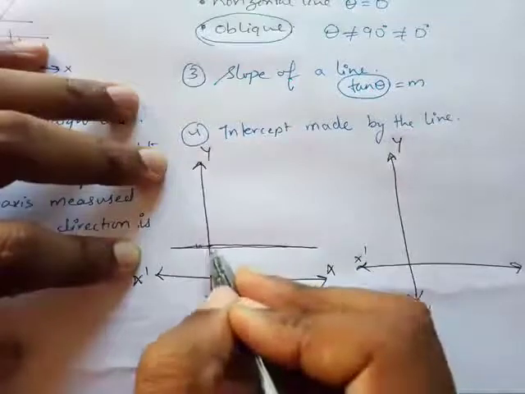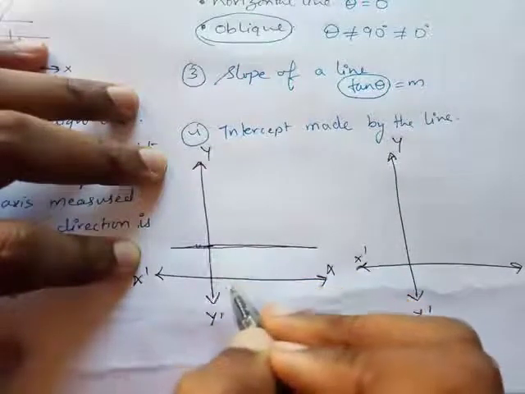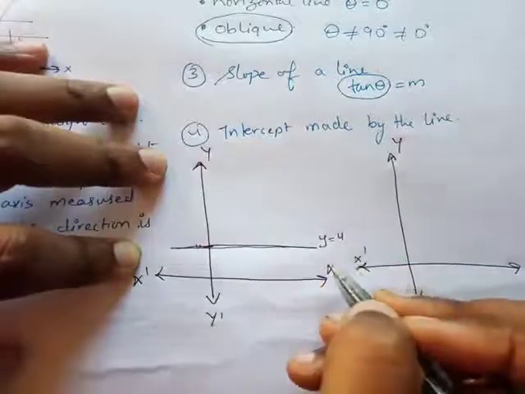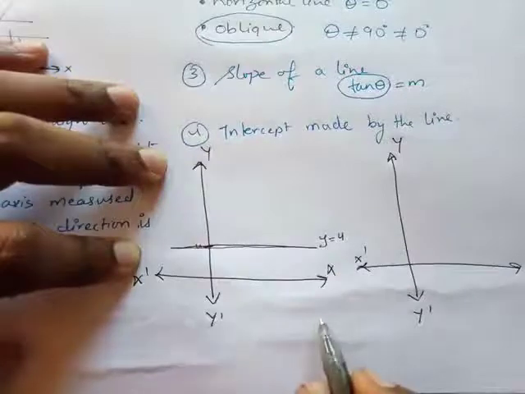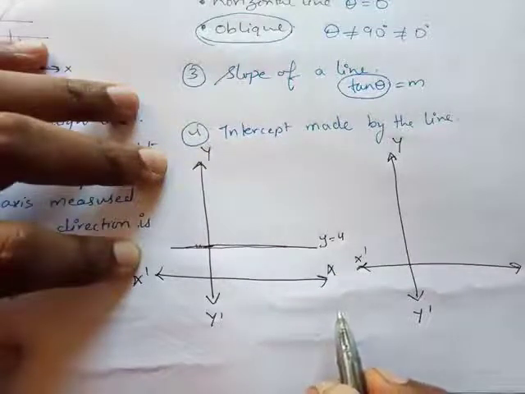What is the equation of this line when the intercept is being made on 4? The equation of this line is going to be y equals 4. If the intercept is made over here, that is at minus 4, then we'll call it y equals minus 4.